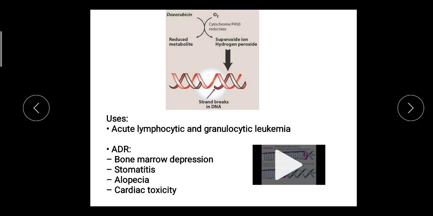So the uses of anthracycline: it is used for acute lymphocytic and granulocytic leukemia. Adverse drug reactions: it produces bone marrow depression, stomatitis, alopecia, and cardiac toxicity. So this is about the antibiotics.